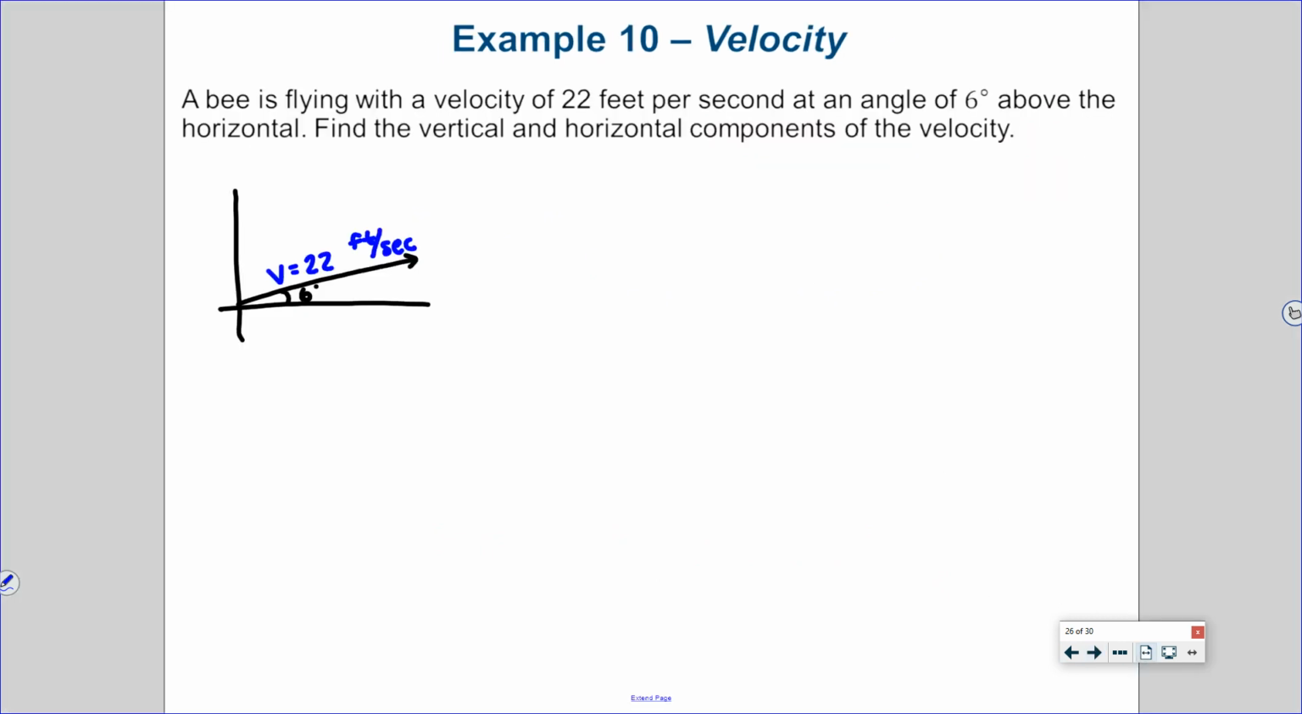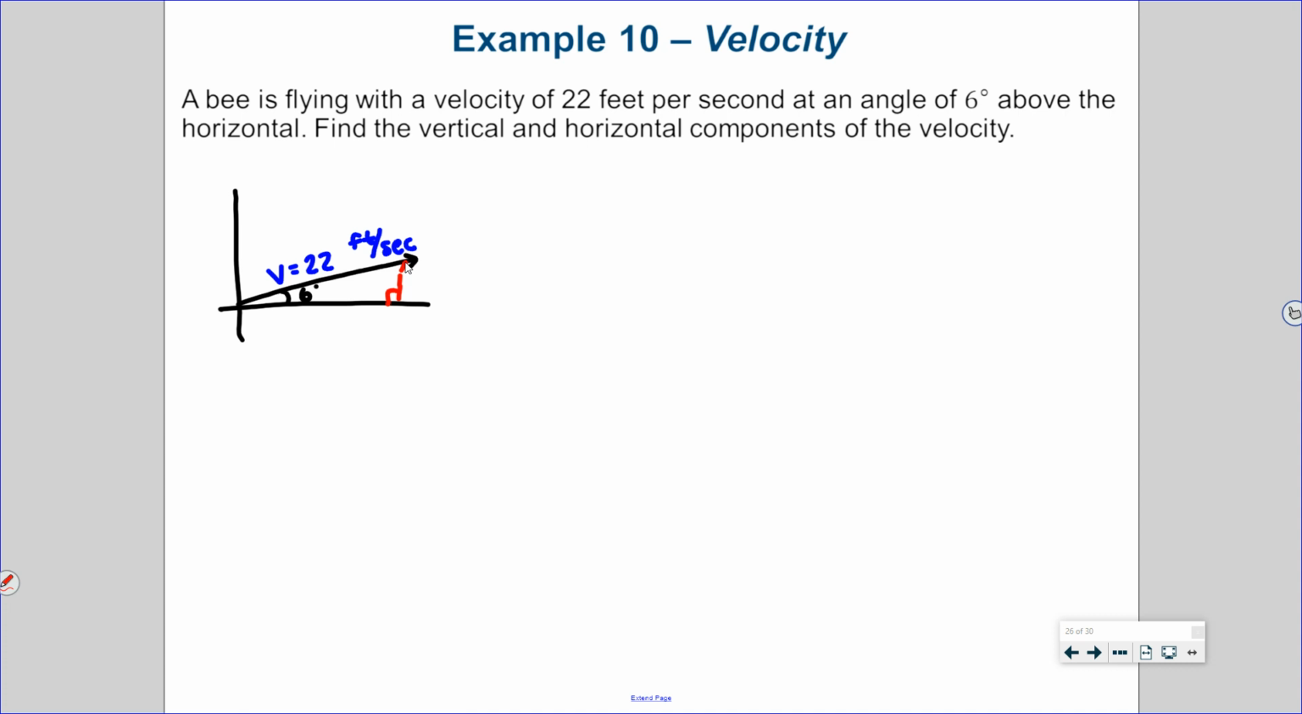All right, so they just want us to find the vertical and horizontal components of the vector. There are 2 ways you could do this. Technically, geometrically, you could use right triangle trig to find this and this, because this would just be my horizontal component, and this would just be my vertical component of that right triangle right there.